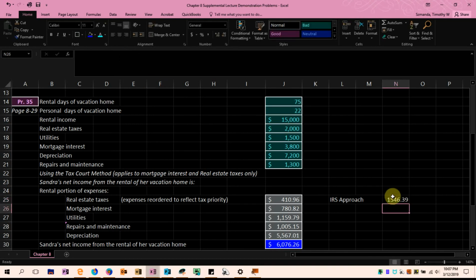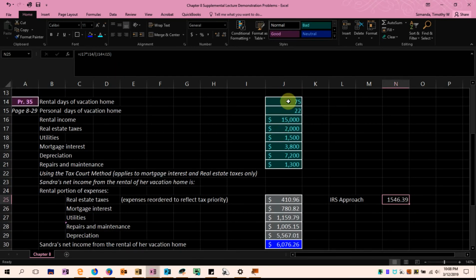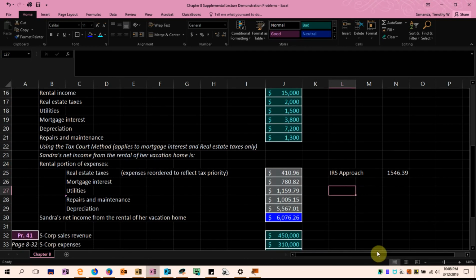So that would have been the expense had we used the IRS approach, but the problem calls for us to use the tax court method, which means that our denominator has to be 365, not 97 days. Okay, so that was just for comparison purposes, that was the IRS approach. And again, this tax court approach only applies to these two expenses, real estate and mortgage interest.